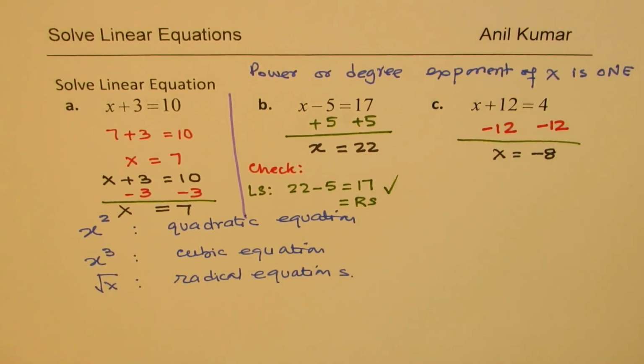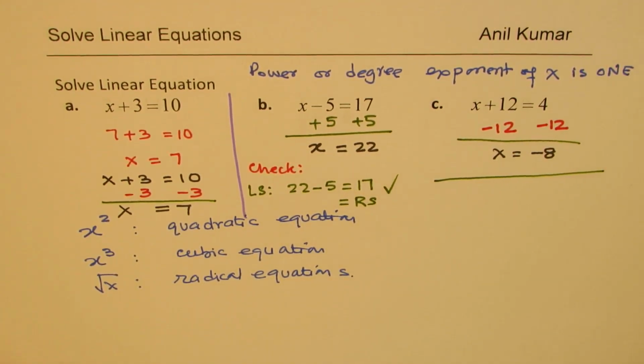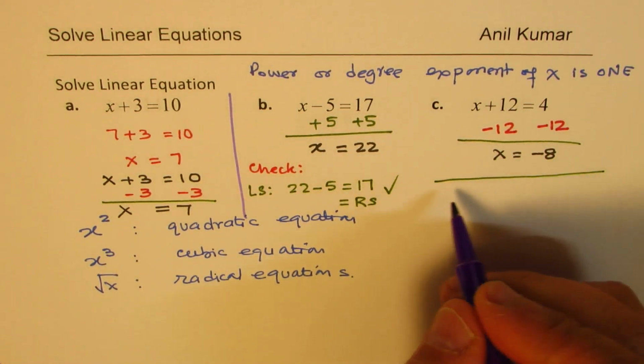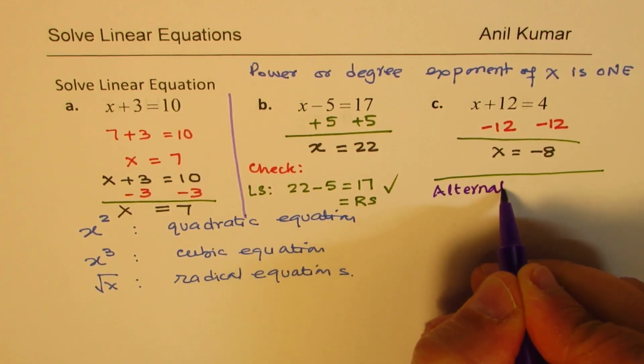So in solving equations, you could get negative answers. You could get positive answers, negative answers, any rational number or fractions as your answers. Correct? So that is how you actually do them. Now here is alternate method, which we are going to use many times in our examples. So let's look into another method which could be applied.